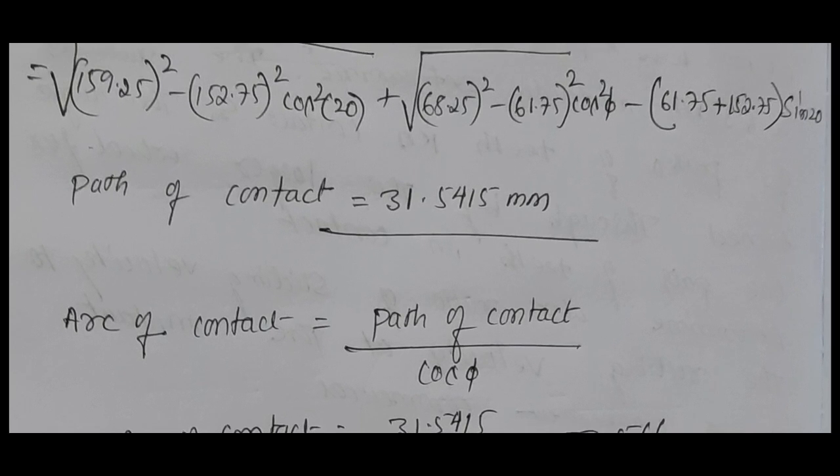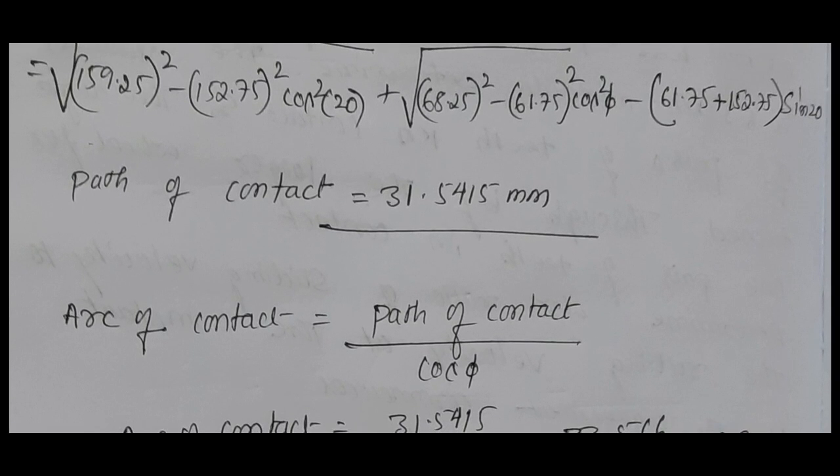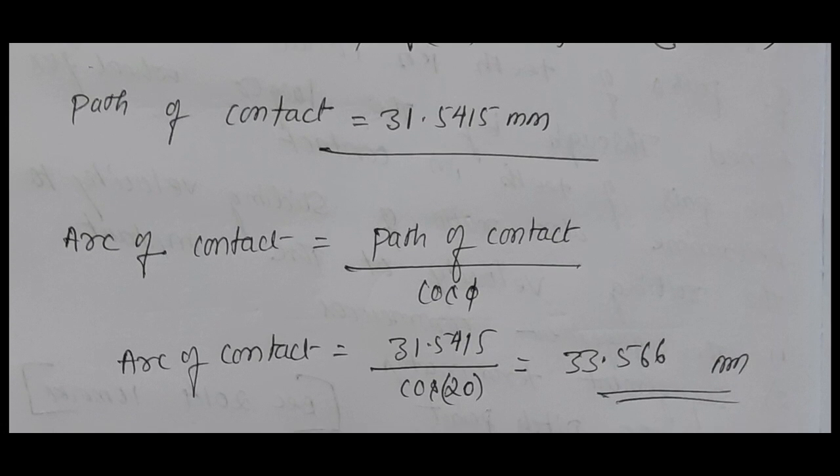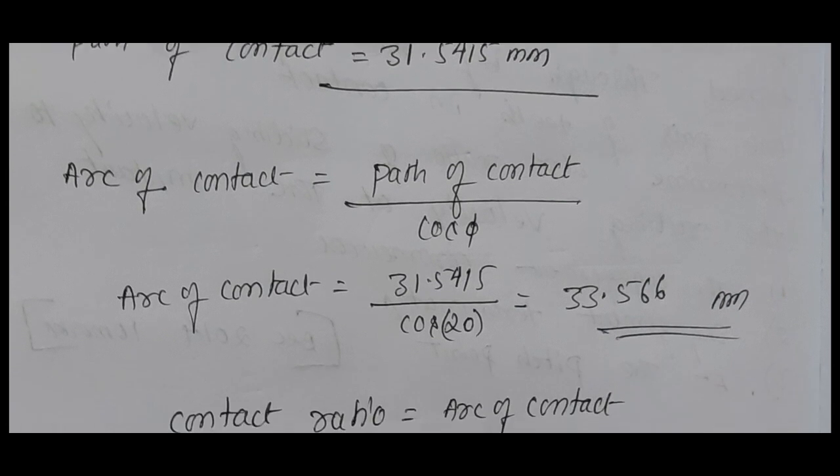How are we going to find out the arc of contact? Arc of contact is equal to path of contact divided by cos phi. So arc of contact is equal to path of contact, which is 31.5415 millimeter. Substitute the value. Cos phi is what? Phi stands for pressure angle, that is cos of 20, so that is equal to 33.566 millimeter. Arc of contact, we come to know that.